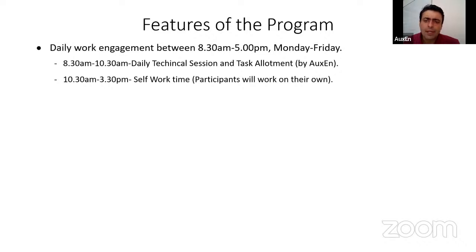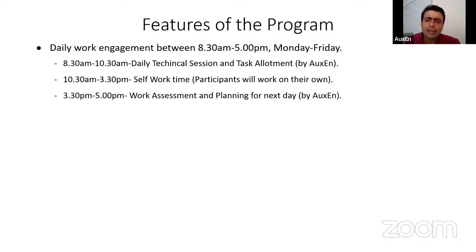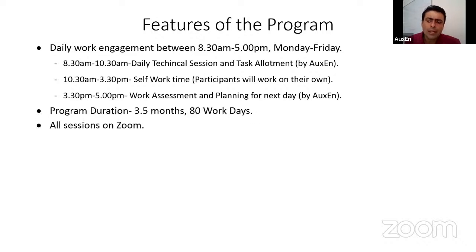Then between 10:30 to 3:30, you can work on your own. If we have given some task, you are supposed to do that, or you spend some time with the project, whatever you want to do, it's your own time. And then again at 3:30 in the afternoon, we will have a second session where we will discuss whatever has been done during the day. If some extra or additional information has to be given, it would be given during this time. So we are looking at 80 work days. This is one such working day, and we are looking at 80 work days, around 3.5 months of time.